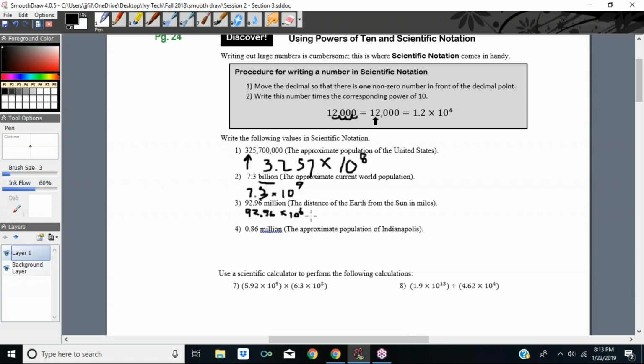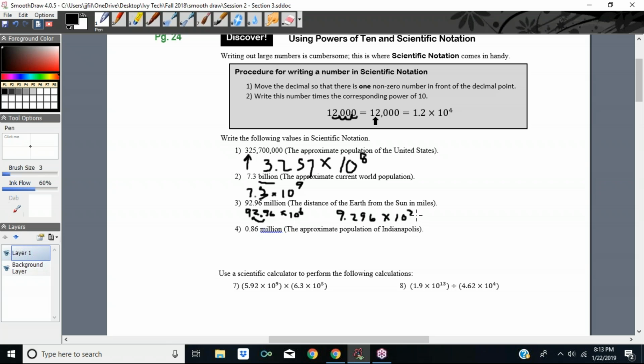And the problem here is, and some of you have it already, that this is not actually in scientific notation correctly. We have to move the decimal 1 more place to the left, so it becomes 9.296 times 10 to the 7th.